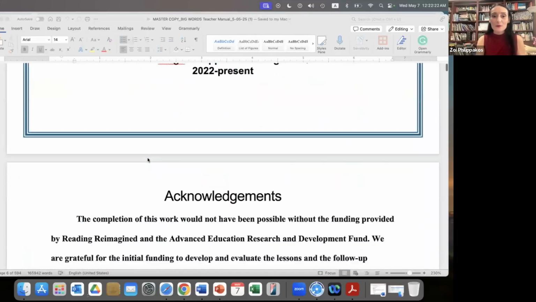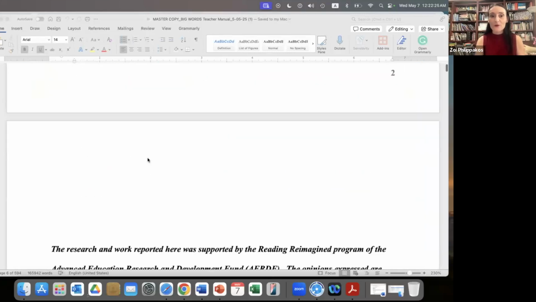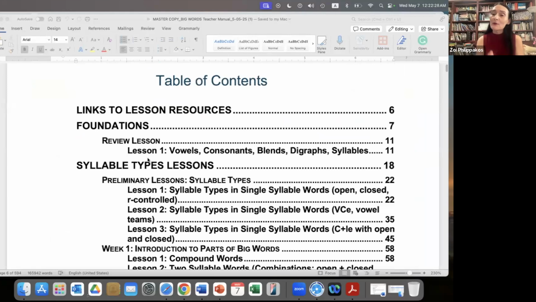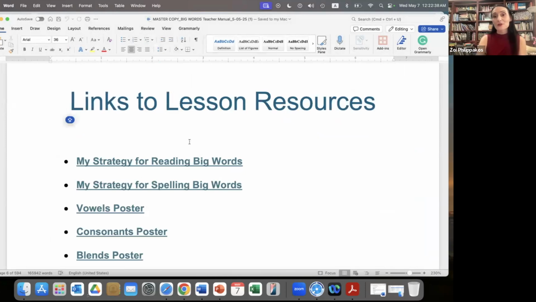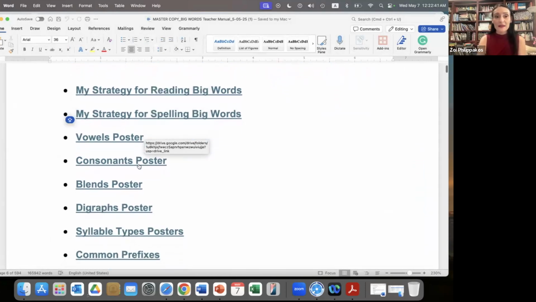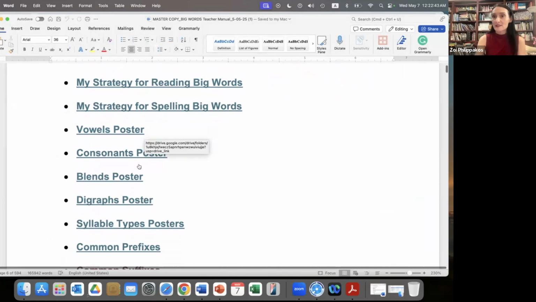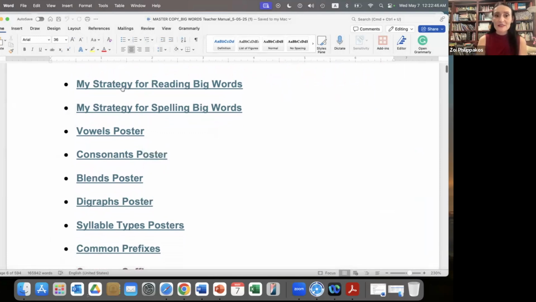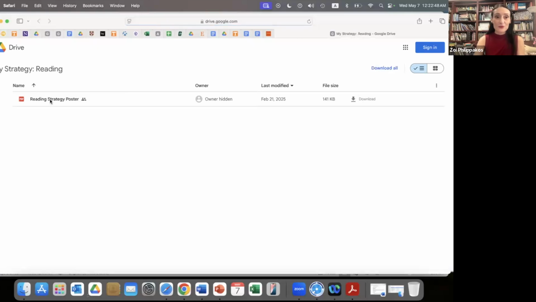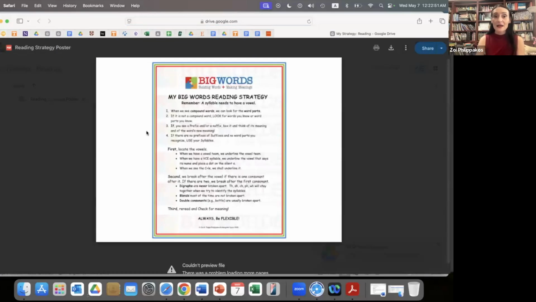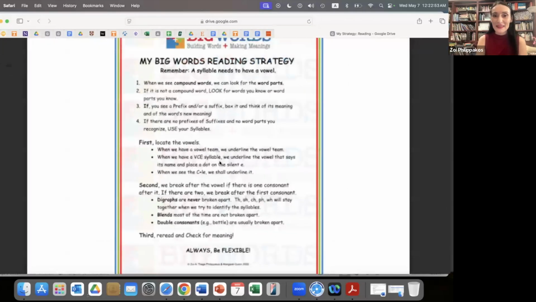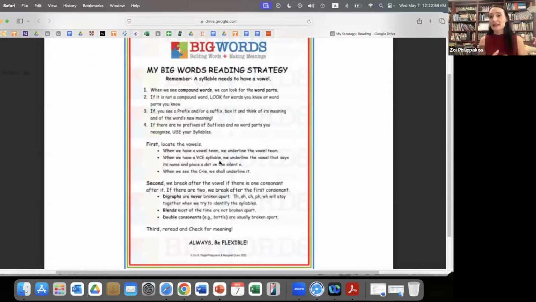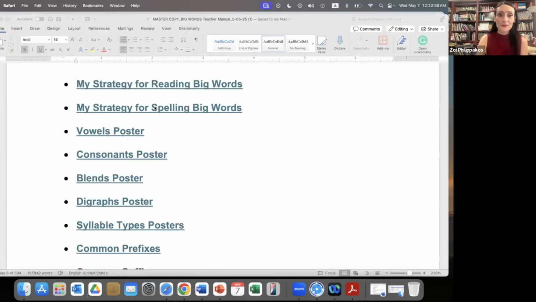The manual begins with an explanation of the acknowledgements, who we are grateful to collaborate with, and then you have a table of contents. You will see that we have links that are live in the electronic version of the manual. If I click on the links to lesson resources, I will reach a list of resources, of materials. This is, for instance, the strategy resource. If I select this, it will open the actual poster that I can print out and include as a poster in the classroom.